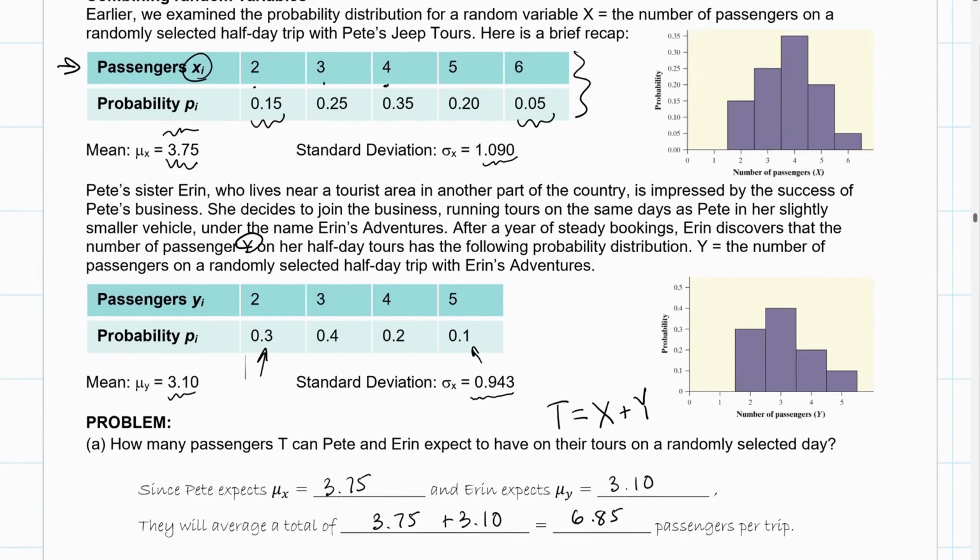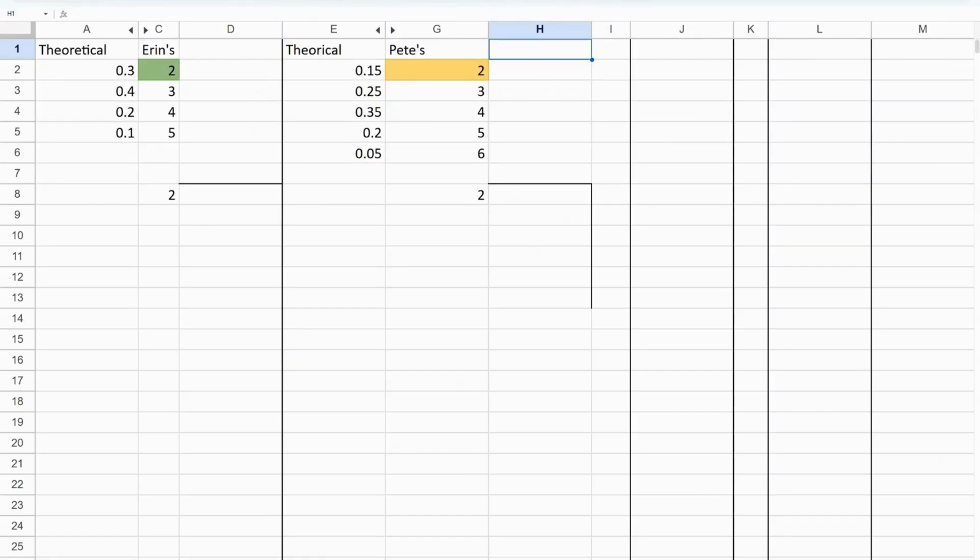All right. Now, you say, well, I certainly hope that's true, that you could just simply add those. But what I'd like to do is try to convince you of this fact. So I made a little spreadsheet that's got things going on here. This spreadsheet randomly chooses a value in Pete's distribution from 1 to 6, randomly chooses a value from Erin's distribution from 2 to 5, and it does so in such a way that it's consistent with the theoretical probabilities that were posted.